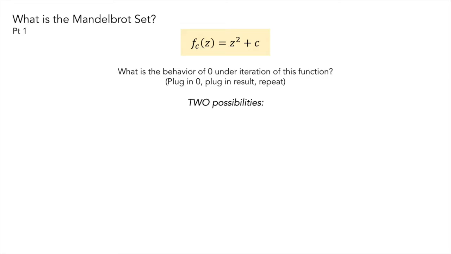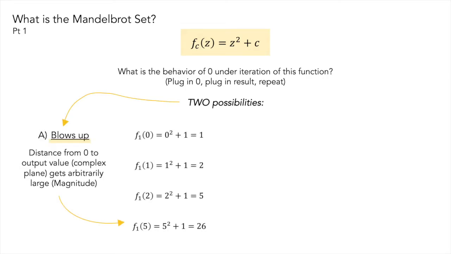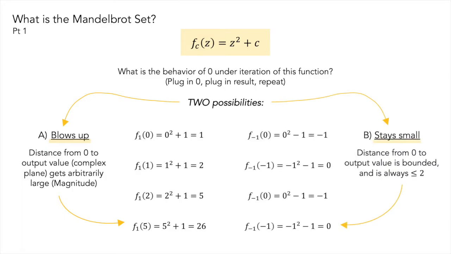And we find that there are two possibilities. Either it blows up, which means it gets arbitrarily large. I have an example here where c equals 1, it becomes 2, then 5, then 26, and so on. Or it could stay small. In fact, it would always be less than 2. And I have an example here of c equals -1, and you can see it oscillates between -1 and 0.